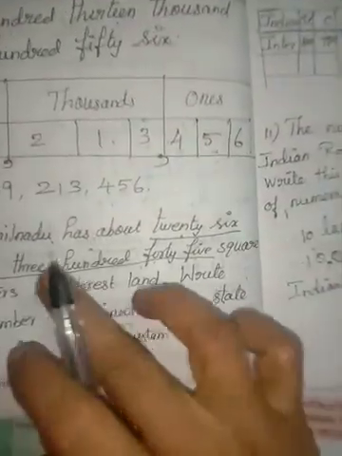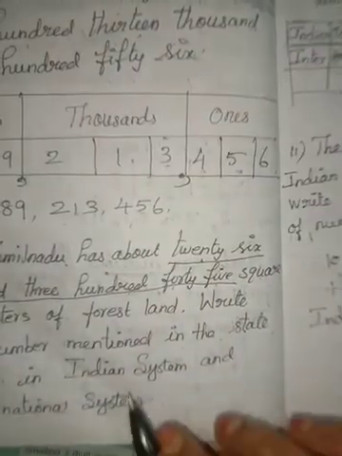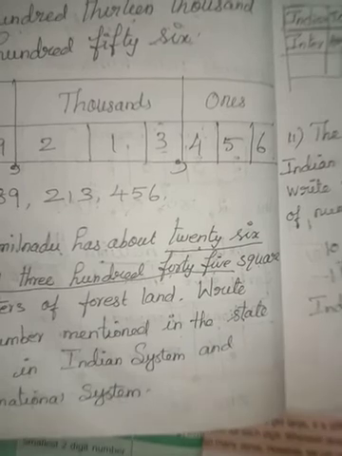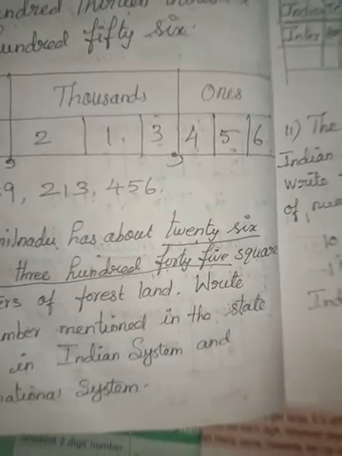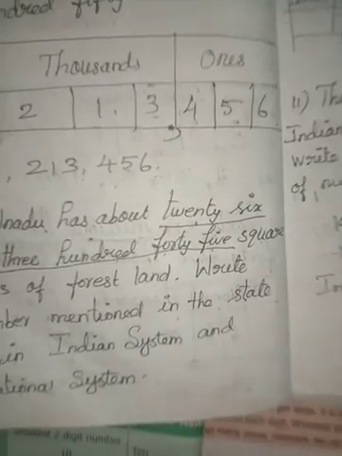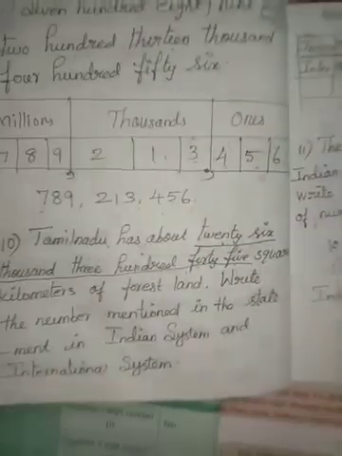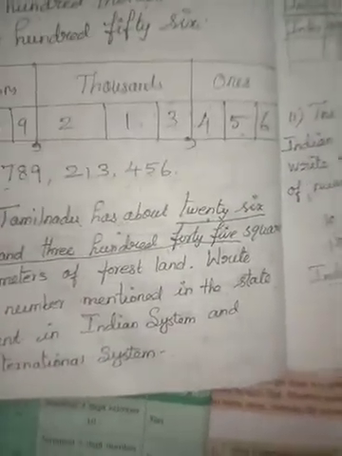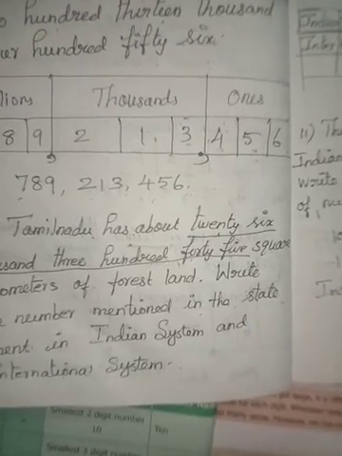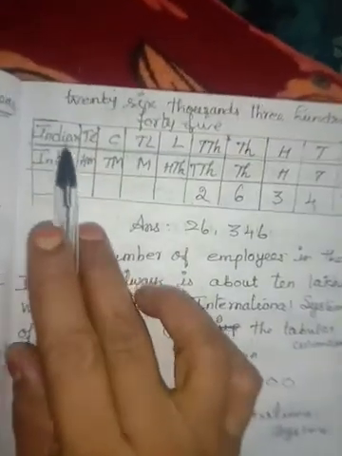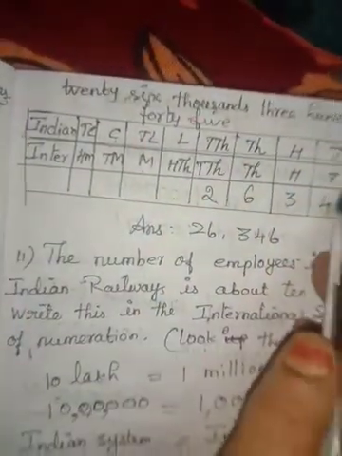You look here, having the 10,000. I already told you, in the Indian system and the international system, if you have less than or equal to 5 digits, both are the same. I told you in the starting. So that's why I write the Indian system and the international system.